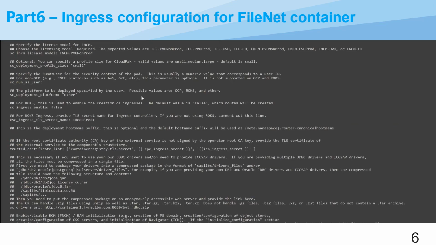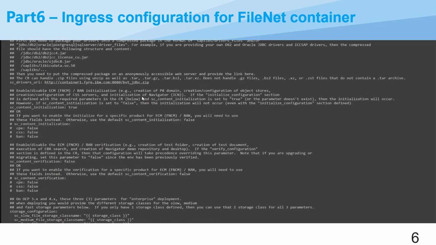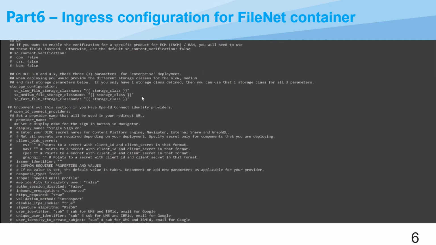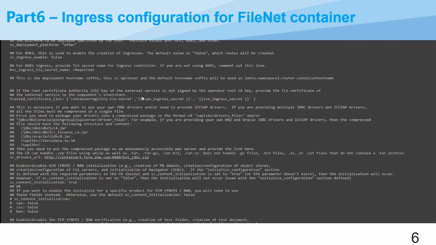Okay. After that, the most important one we add, you can see here, should be the trust certificate list. We add the container registry, and also we add the CT ingress secret and the SN ingress secret here. So we will trust those certificates in the FileNet container. Okay, I think that's it for the whole series.